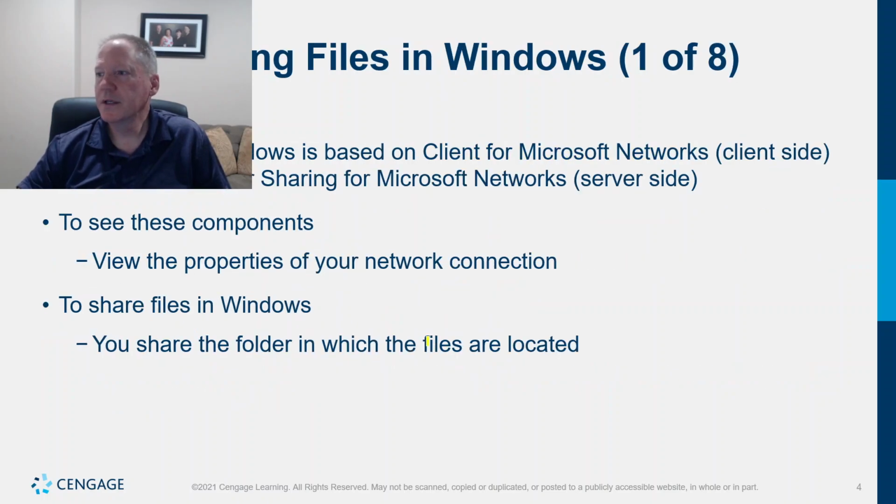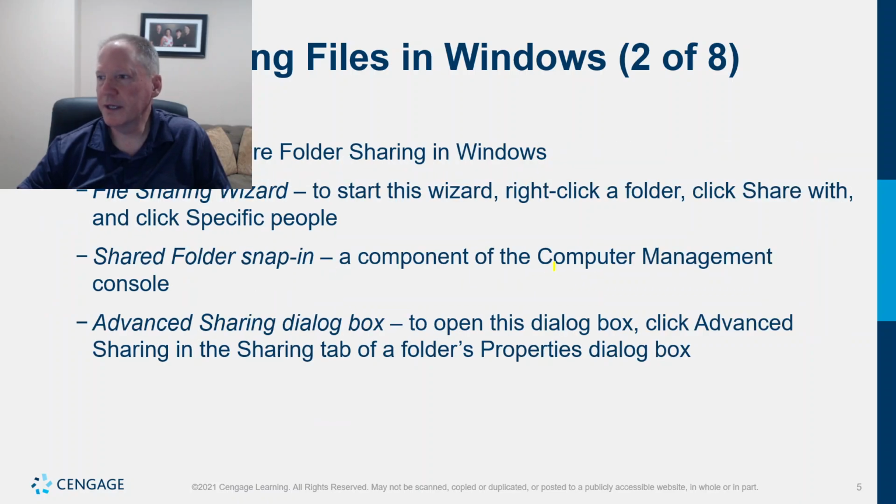Okay, so file sharing in Windows is based on Client for Microsoft Networks, and then File and Printer Sharing for Microsoft Networks on the server side. To see these components, view the properties of your network connection. To share the files, you just share the folder that the data's in. So that's what we're going to do, is share it.